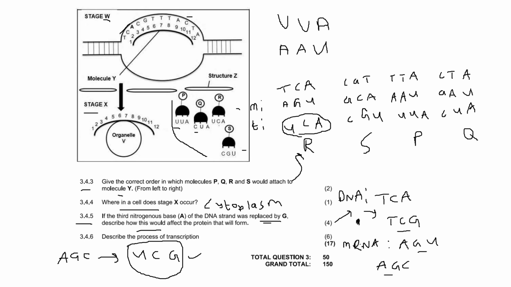So this is how we're going to answer it in the exam. Firstly, our normal DNA was what? TCA. Due to that change, we're going to form a new DNA of what? TCJ. And then the normal mRNA that we're forming was AGU. But due to the change, we're forming a new mRNA of what?